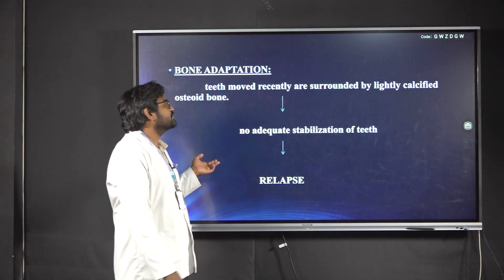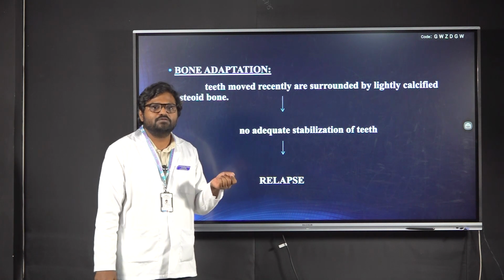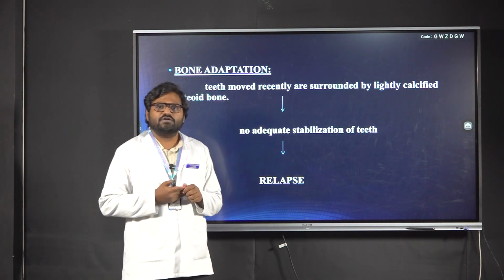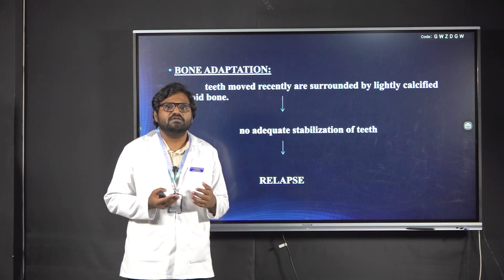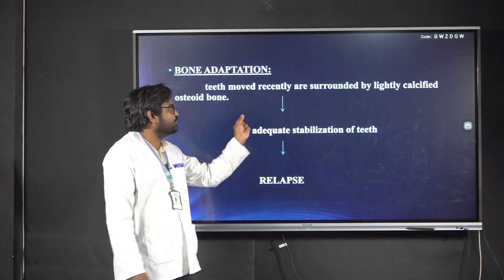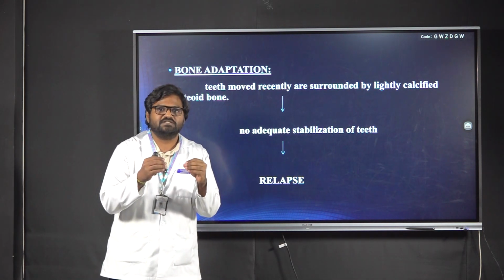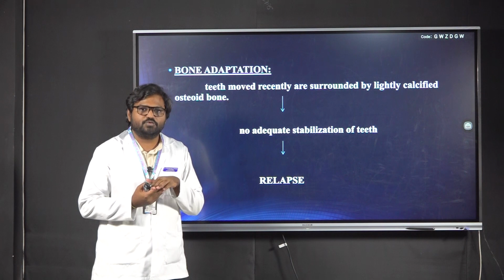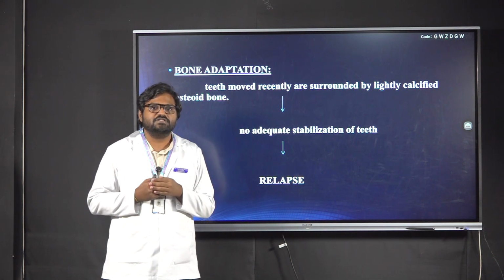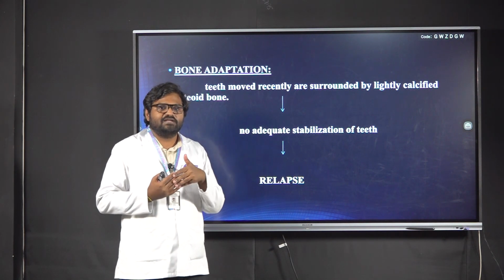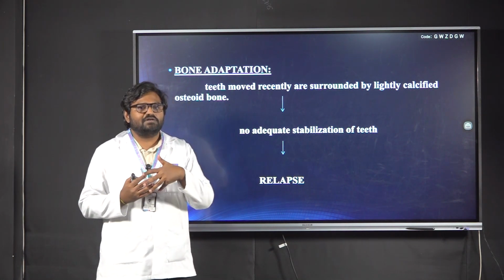And next is your bone adaptation. Whenever you remove a tooth, you know that in orthodontic treatment we extract the first premolars, or different teeth according to your treatment protocol. Always, when they do an extraction, the bone there is slightly calcified. So there's always a chance when you close these extraction spaces, for example in a bimaxillary protrusion case, where you're extracting all your first premolars and you want to retract all the anterior teeth to decrease the proclination.